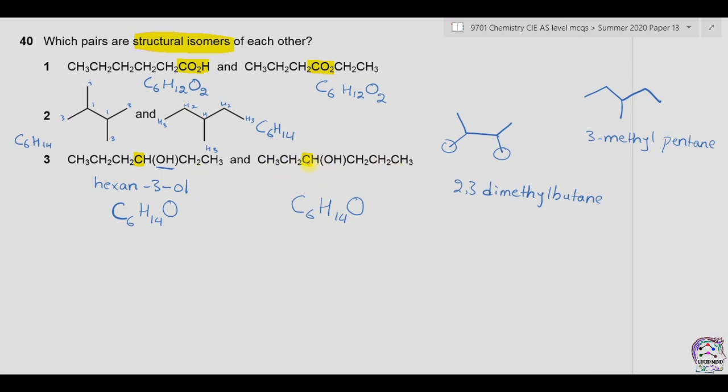For this structure we can see 1, 2, 3, 4, 5, 6. Again it is hexane, and OH is attached to the third carbon atom, so it is hexan-3-ol. So both of these are actually the same compounds, they are not different, so therefore they are not the isomers. So the only correct options are 1 and 2, so therefore answer is B.